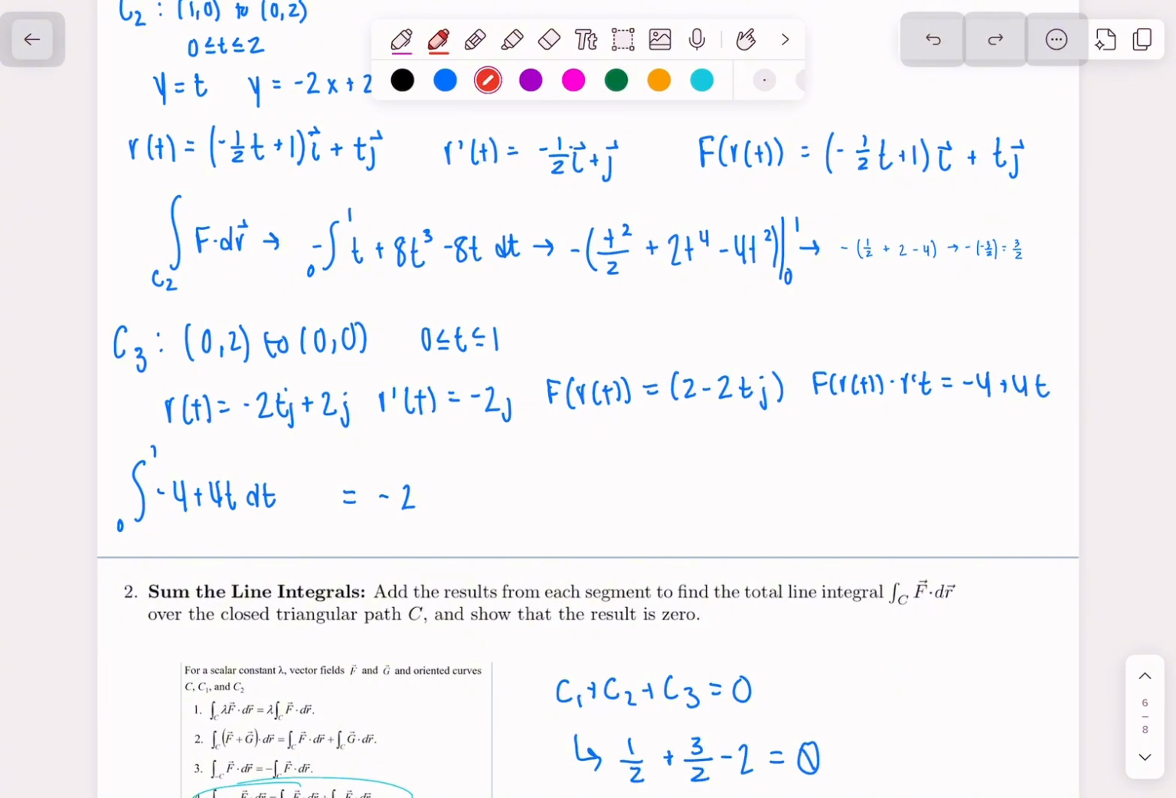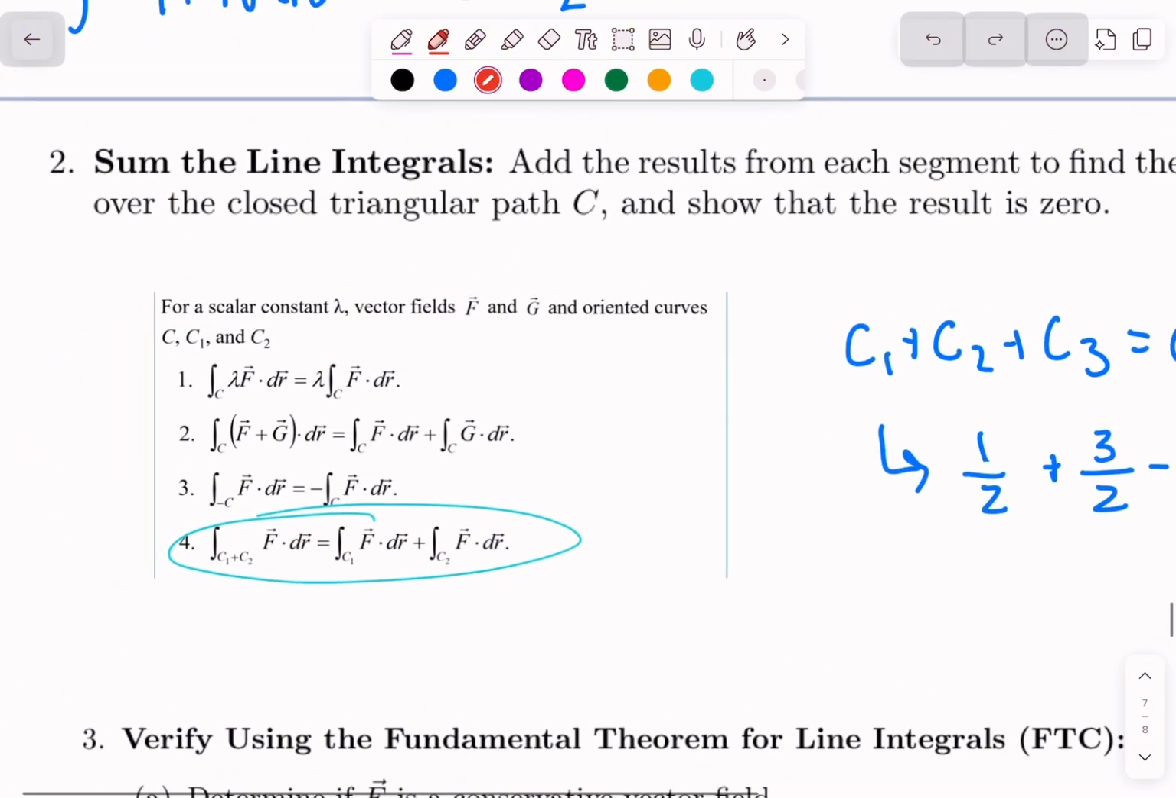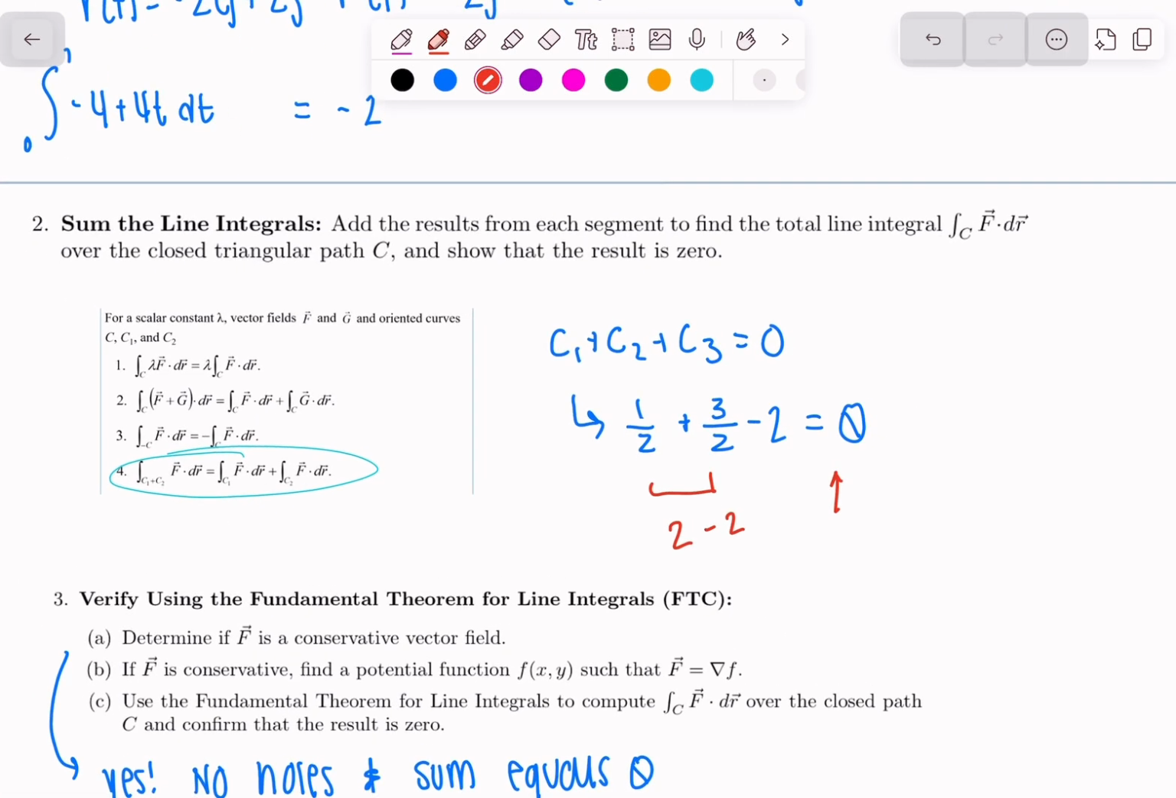The next part of this is to sum the line integrals. We know that we can do that from this little theorem right here. We're going to add C1, C2, and C3, so I wrote our values, 1/2, 3/2, and -2. And so these equal, it's just going to be 2 minus 2, which is equal to 0, which is great. This helps to prove what we're going to be proving in part 3.